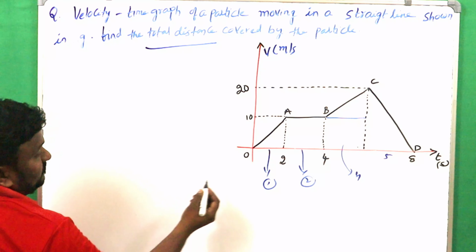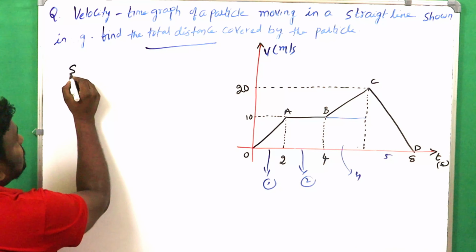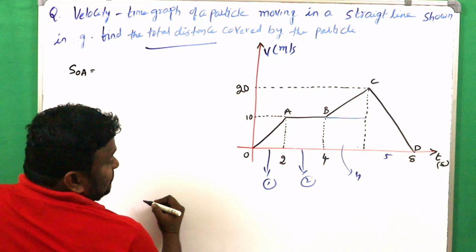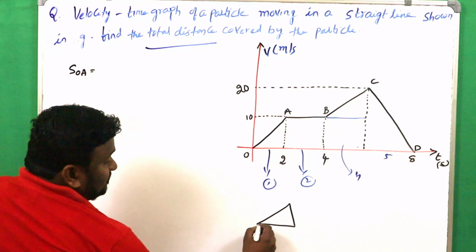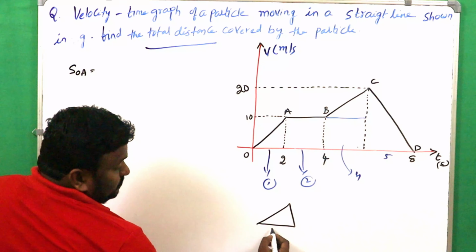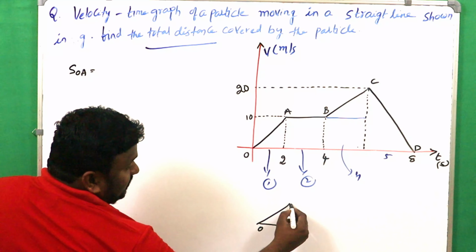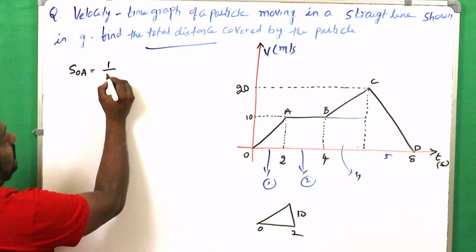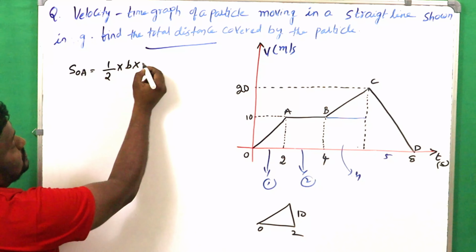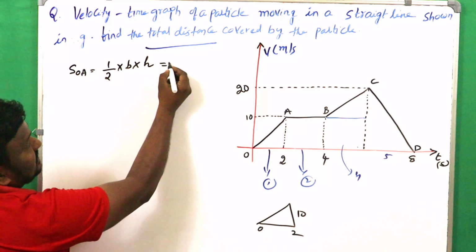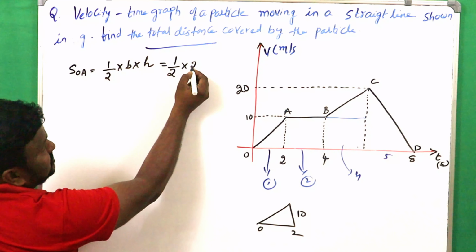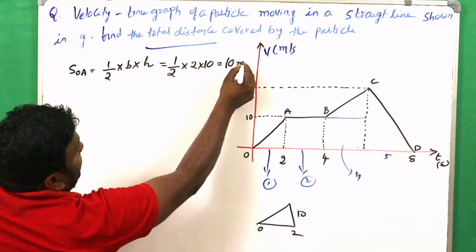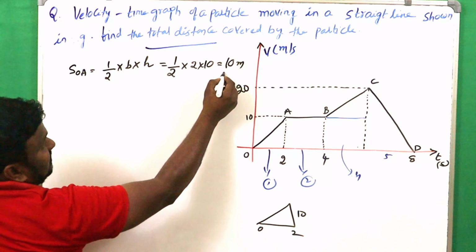For the first one, S OA, the distance covered along OA, it is like a triangle. The base is 2 and the height is given as 10. So the area is half into base into height, half into 2 into 10 meters. The 2 cancels, and S OA is 10 meters. That's the first part.